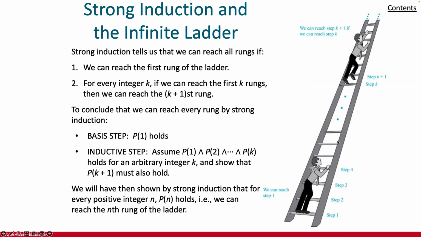So here we come back to our ladder example, using strong induction and the infinite ladder. Strong induction tells us that we can reach all rungs if we can reach the first rung, and for every k, if we can reach the first k rungs, then we can reach rung k plus 1. So we have the basic step P of 1, and for the inductive step, we assume that P of 1 all the way up to P sub k holds for an arbitrary integer k, and show that P of k plus 1 must also hold.